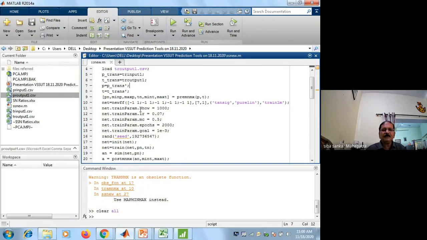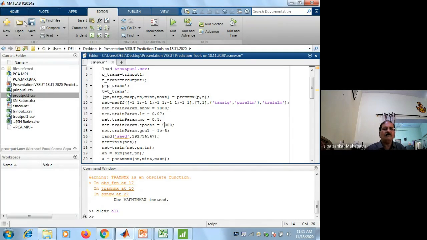Then this is for showing the results for output. So net.trainParam.show is 1000; it will show what is happening after every 1000 iterations. Then net.trainParam.lr, the learning rate, is 0.07. Then trainParam.mc, the momentum parameter, we have given 0.5. Then the training parameter number of epochs, or number of iterations, is 2000 we have given. We can increase it. Suppose I make it 5000, nothing will happen; you only have to see where it converges.